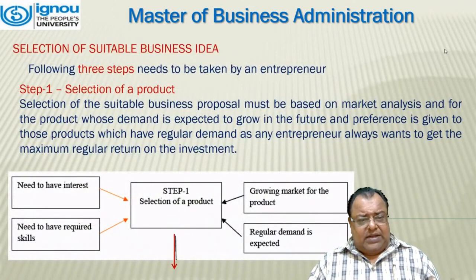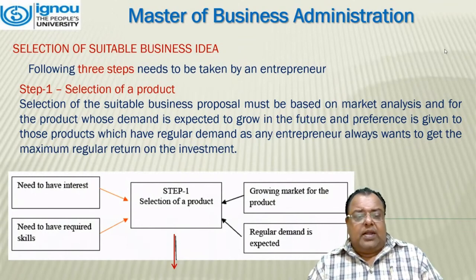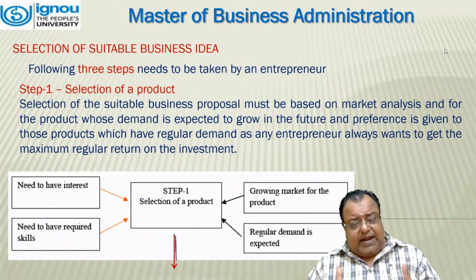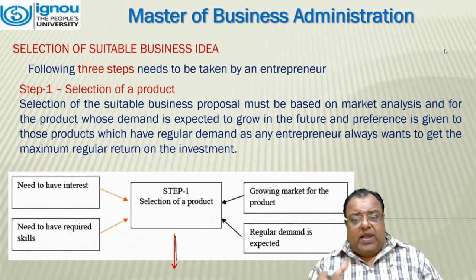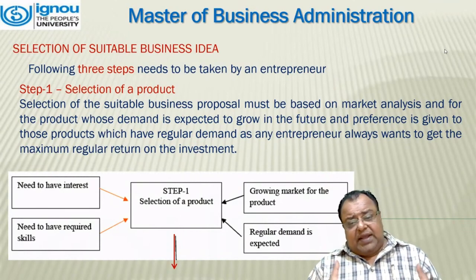Now, how is the selection of a suitable business idea worked out? The following three steps need to be taken by an entrepreneur. Step one is selection of a product. Selection of a suitable business proposal must be based on market analysis, and for a product whose demand is expected to grow in the future. Preference is given to those products which have regular demand, as any entrepreneur always wants to get the maximum regular return on that investment.